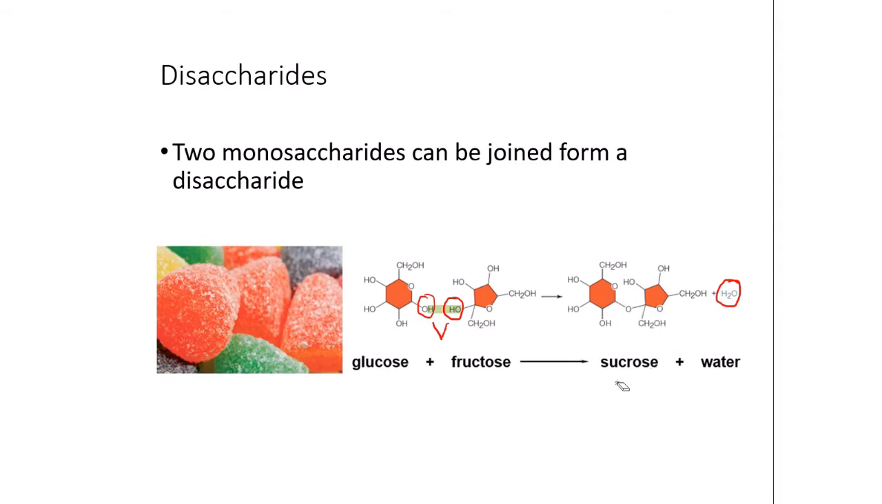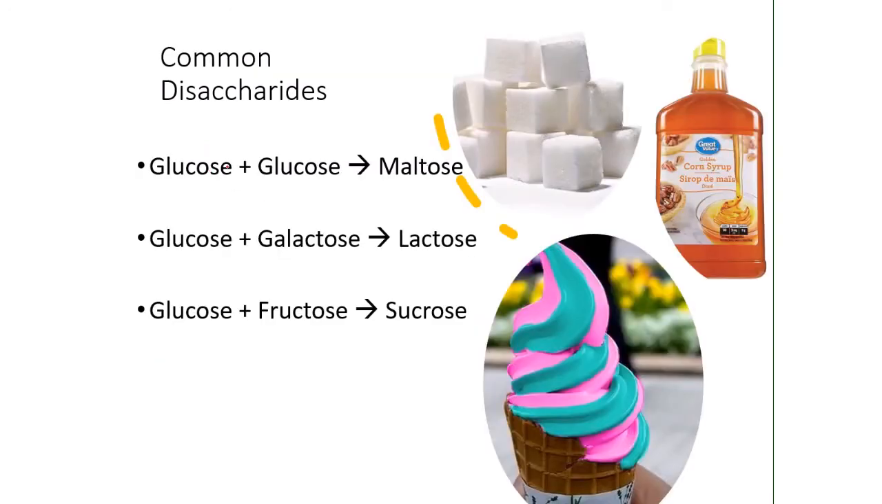This sucrose is a double sugar, so we call it a disaccharide. If you take two monosaccharides and link them together chemically through dehydration synthesis, you're going to end up having a disaccharide. And sucrose is what you will find in your kitchen sugar and in candies. Here are some more examples of disaccharides, double sugars. You can take a glucose molecule, combine it with another glucose, and that's going to give you maltose.